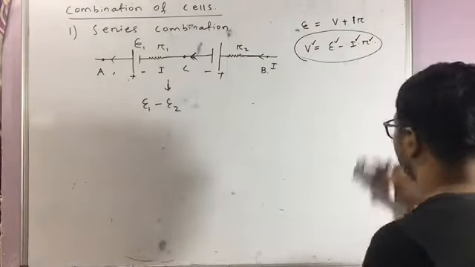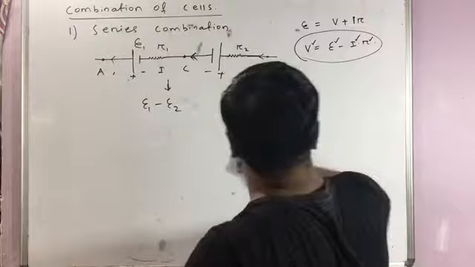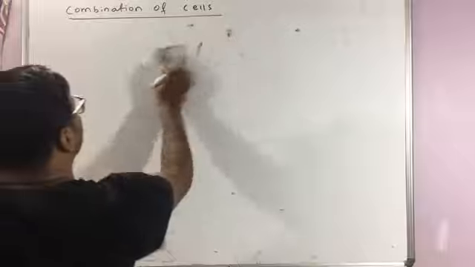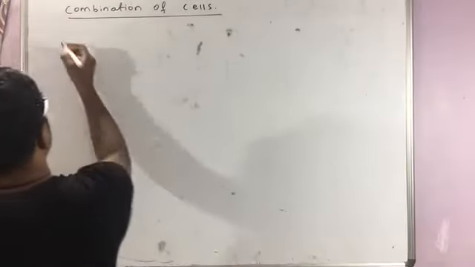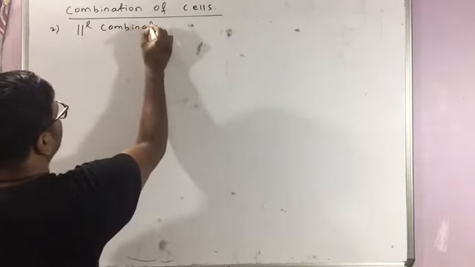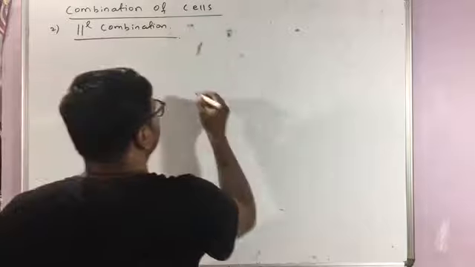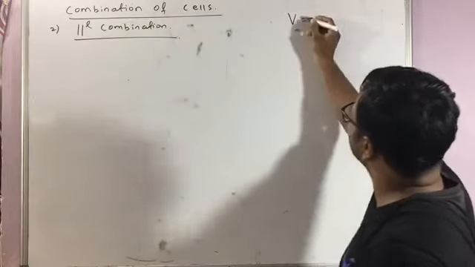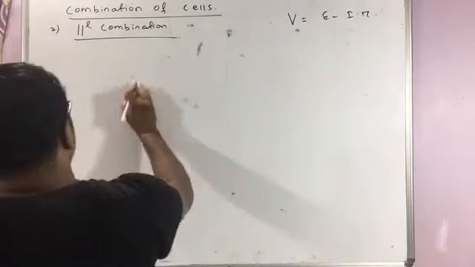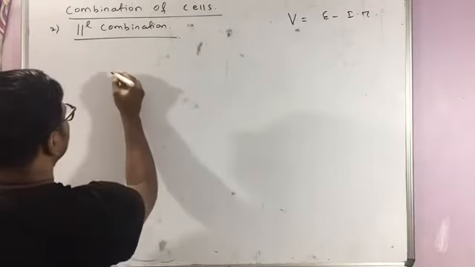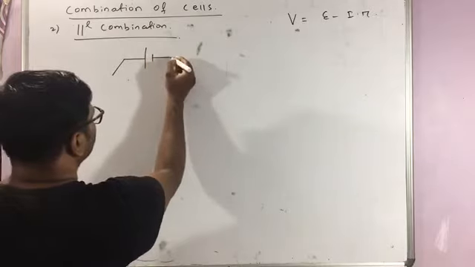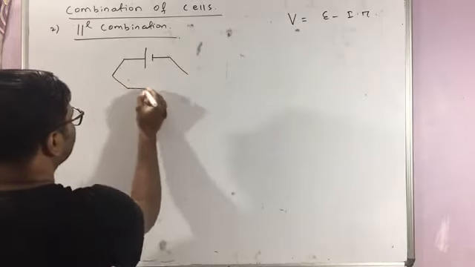Now students, come to your parallel combination. Again, for the parallel combination, the same formula we are going to use, V is equal to E minus I into R. So for simplicity, let us take two cells. One cell is here. Another cell is here.